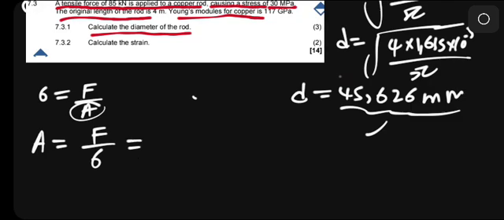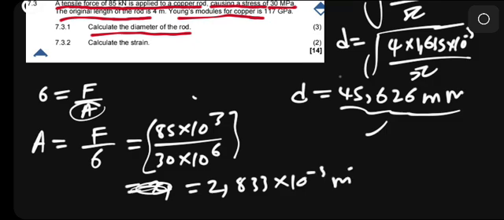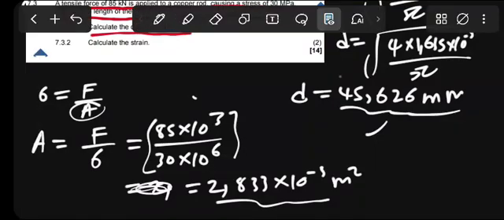So we have here our force, 85 times 10 to the power of 3, divided by the causing stress, which is 30 times 10 to the power of 6. So I've punched this into my calculator: 85 times 10 to the power of 3 divided by 30 times 10 to the power of 6. What can I get here? Alright, so this area will be equal to 2.833 times 10 to the power of minus 3 meter squared. This is our area.